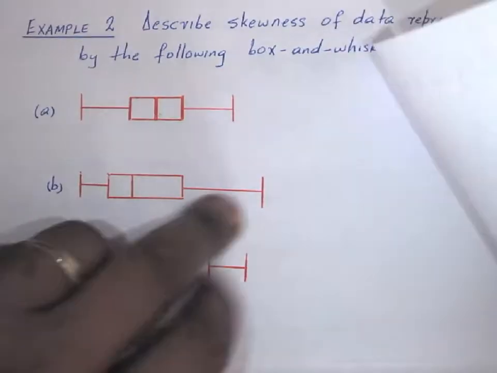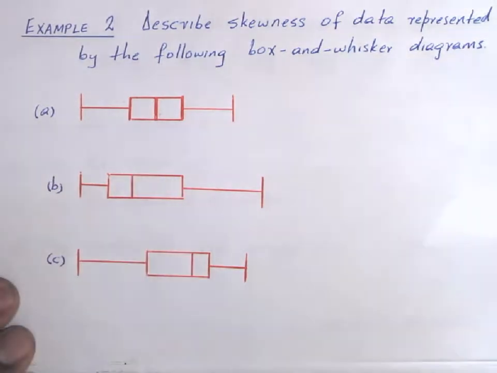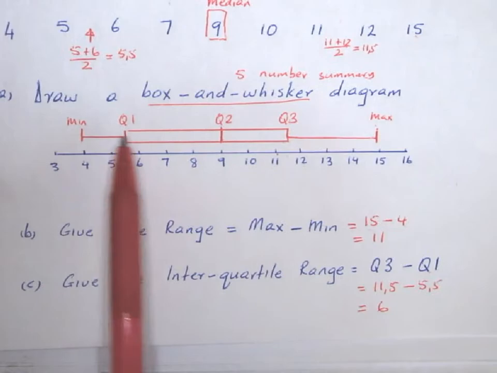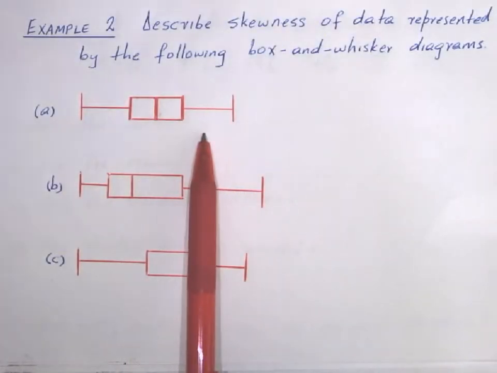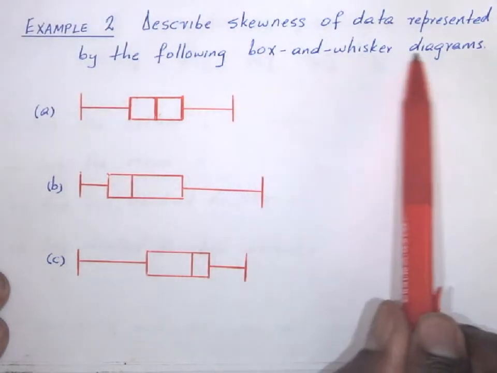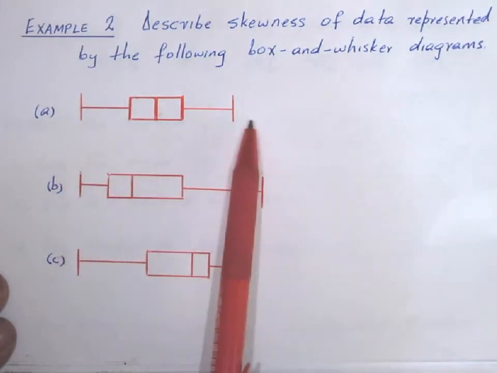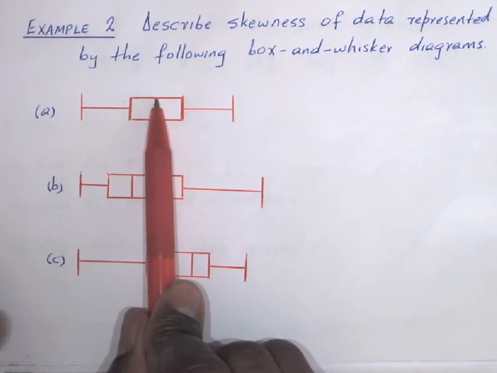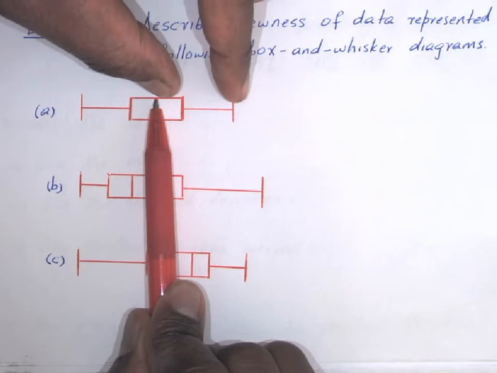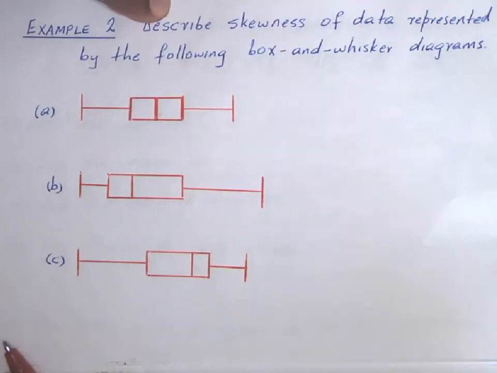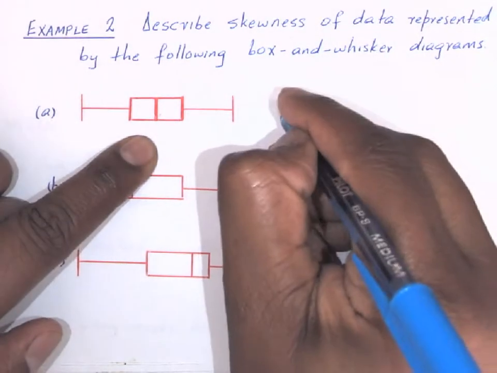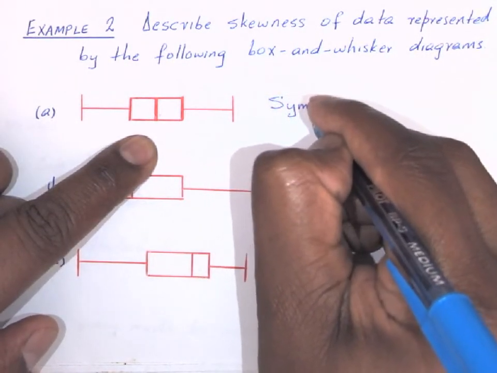Another example here that I can ask you. Look at this one here, it's exactly the same as we've drawn there. There is a box and whiskers there. What are they saying here? They say describe the skewness of the data represented by the box and whisker diagram. So how do we describe this? You can see the middle, the side here is exactly the same as that side there. So when they say describe the skewness, you say this one is symmetrical.